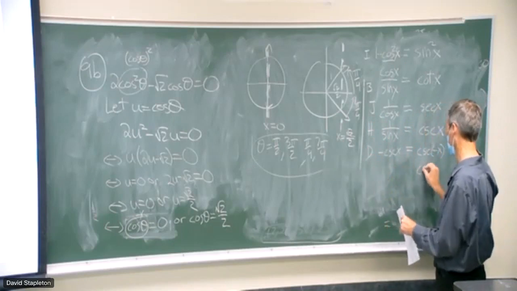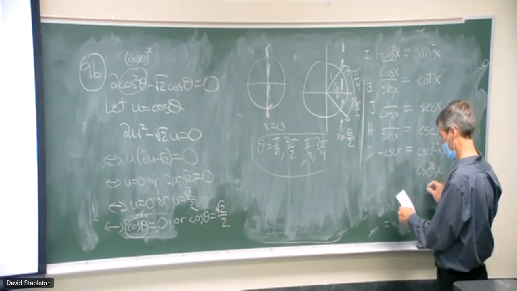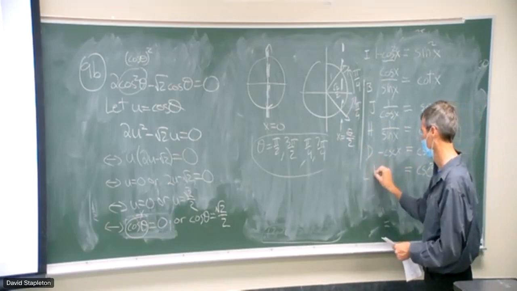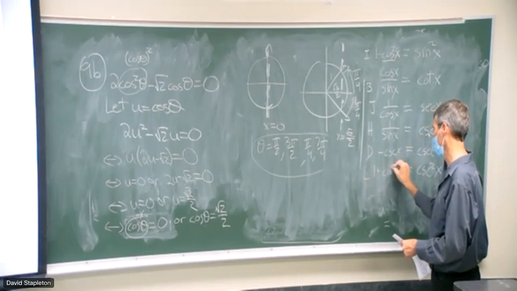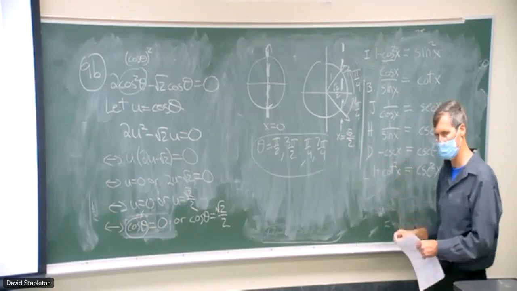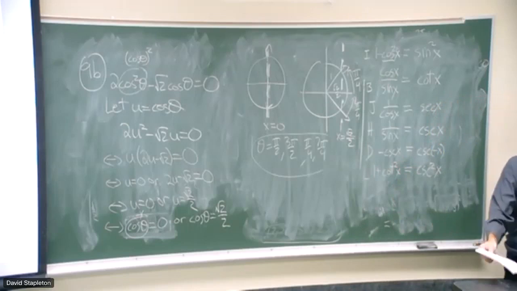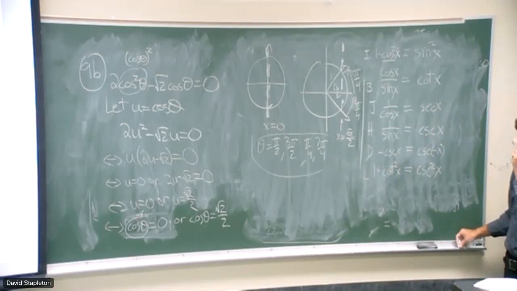Another expression for cosecant squared was L, 1 plus cotangent squared. That was a harder one to remember, probably. It's one of the less used Pythagorean identities. All right, there it is, all the problems we managed to get through. Any other comments on the questions?